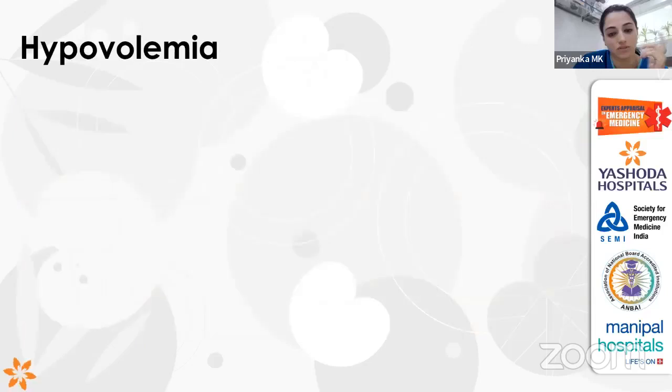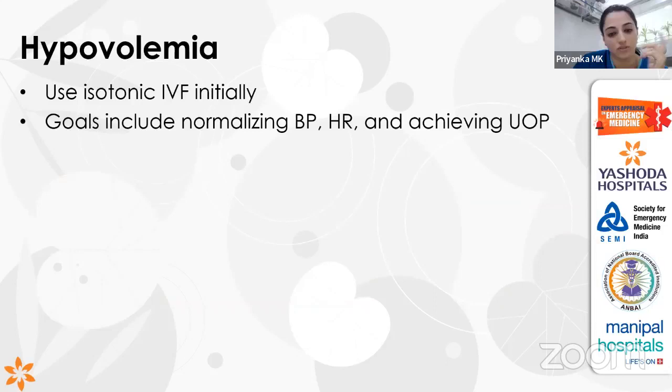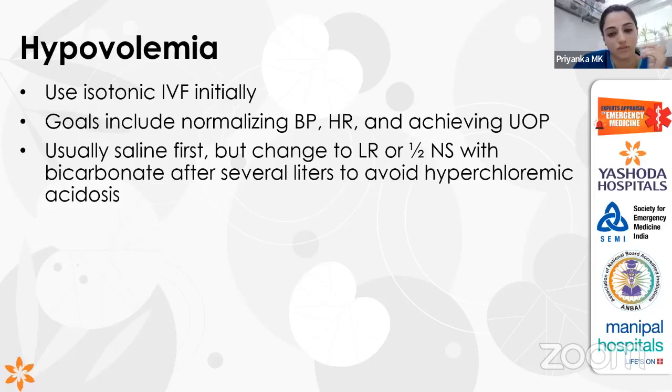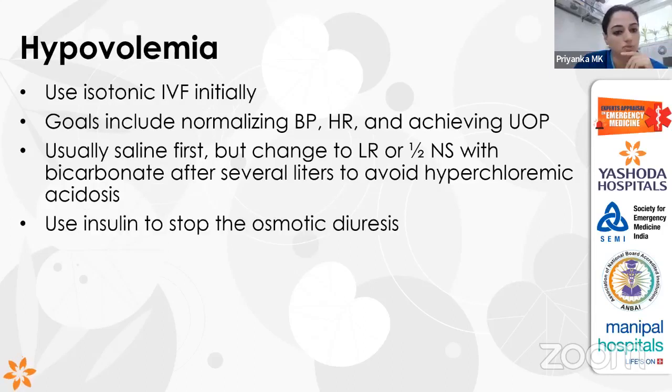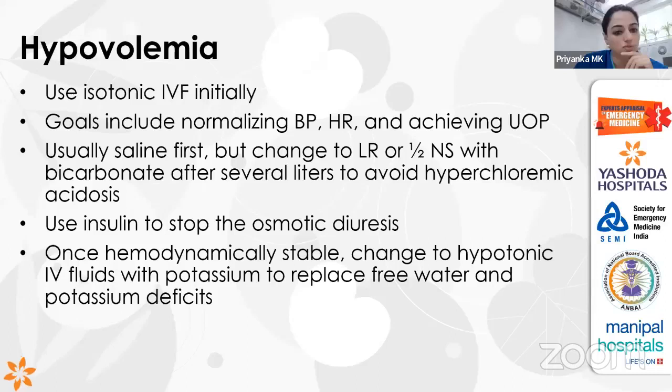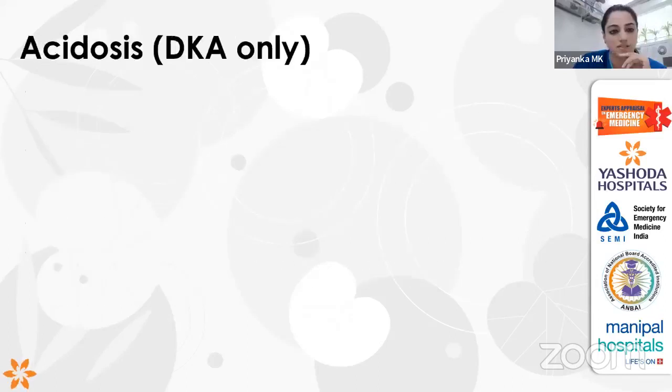Goals would be normalizing BP, heart rate, and achieving a urine output. So saline first, but change to RL or half NS with bicarb after several liters. Use insulin to stop osmotic diuresis. And once hemodynamically stable, hypotonic IV fluids with potassium to replace free water and potassium deficits.